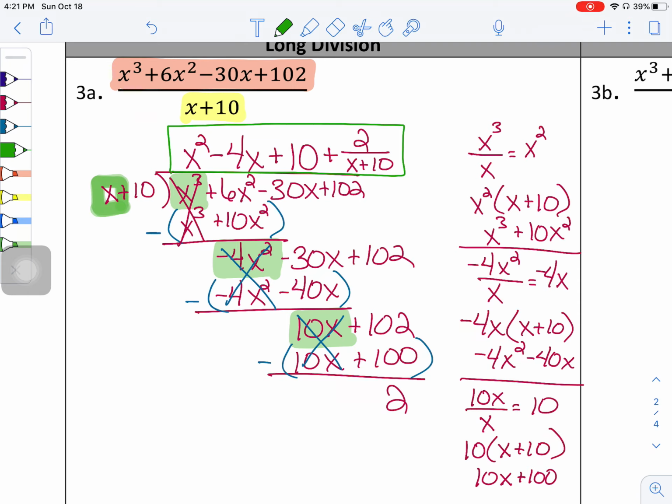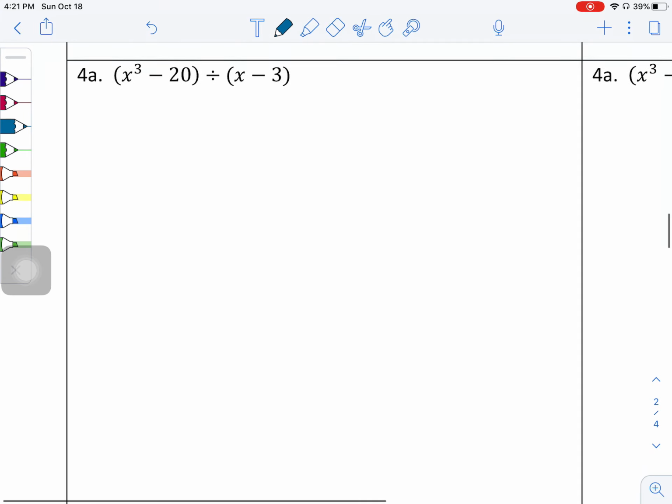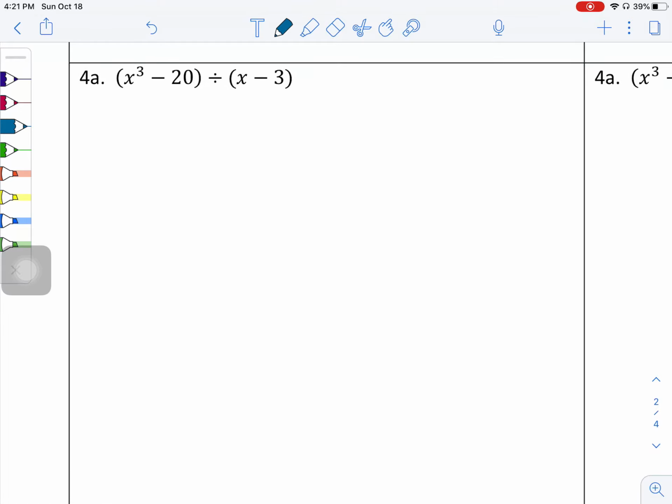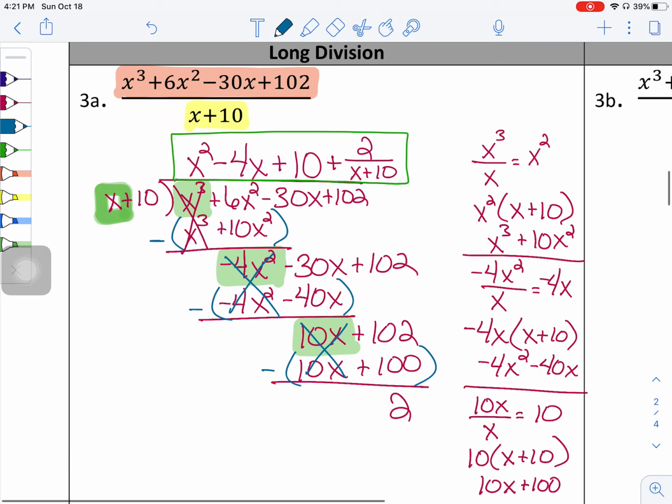Okay? So that's 3A. Let's take a look at what 4A has in store for us, because it's a little different. And the reason it's a little different is, I'm going to scroll back up to 3A really quickly here. In 3A, you may notice that the highest degree in the numerator was x cubed. Then the next term had x squared. The next term had x. And the last term was your constant. That's great. That's what we need.